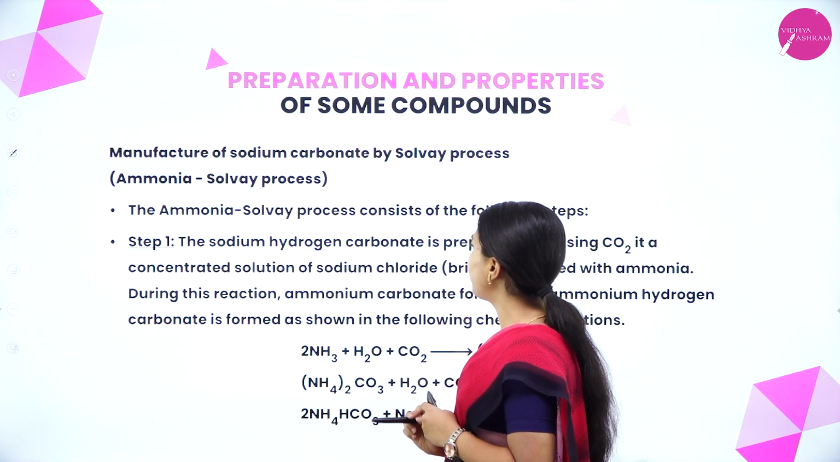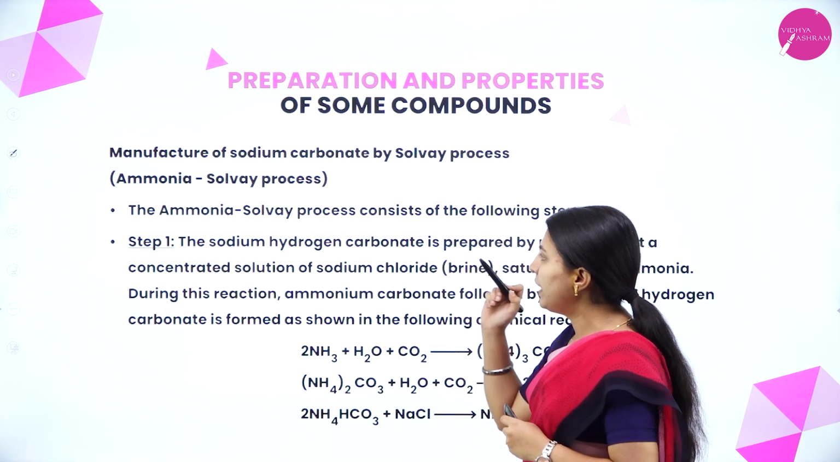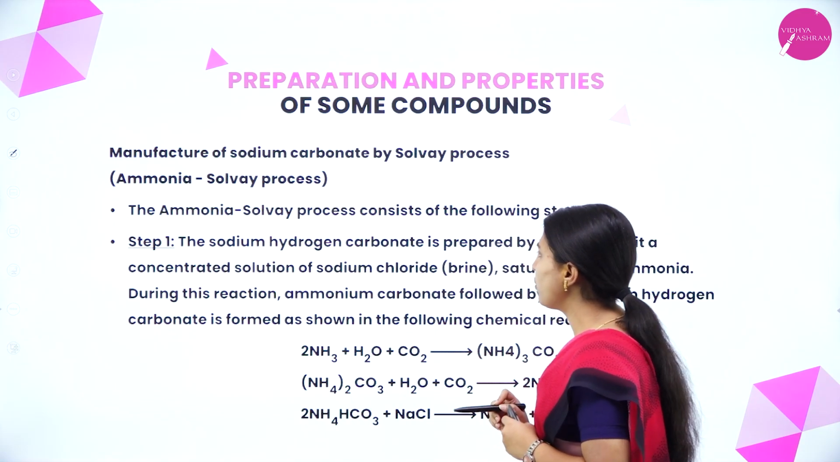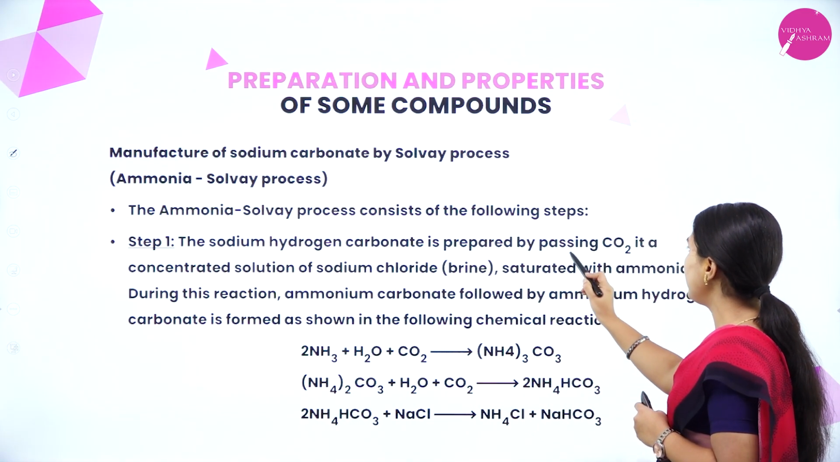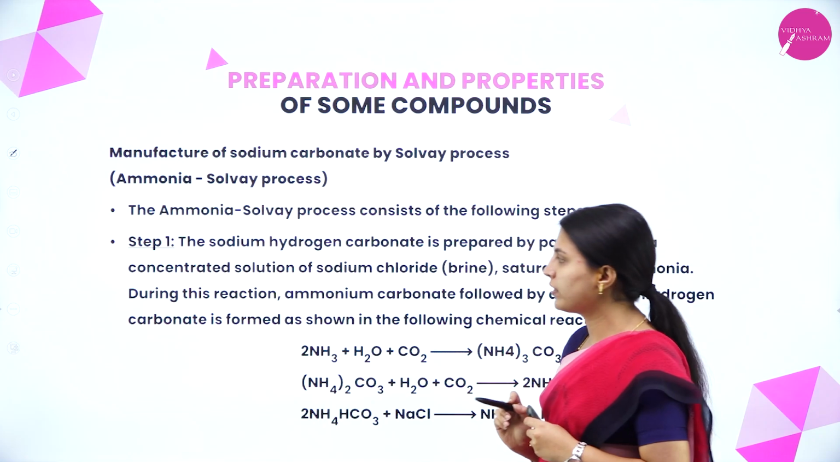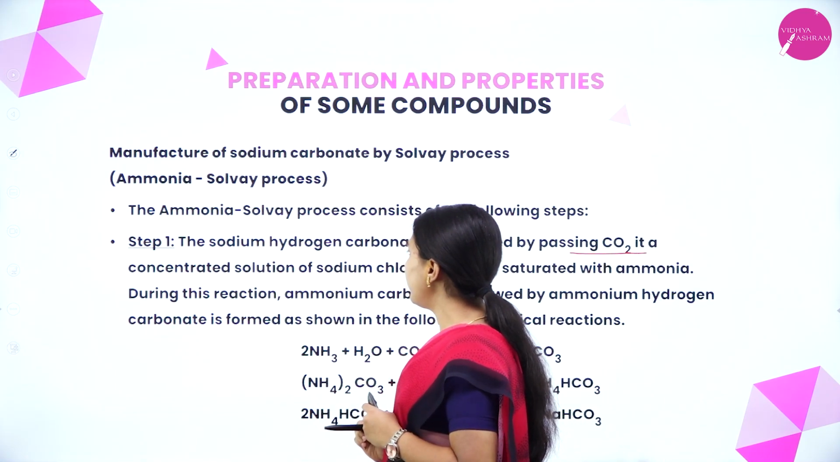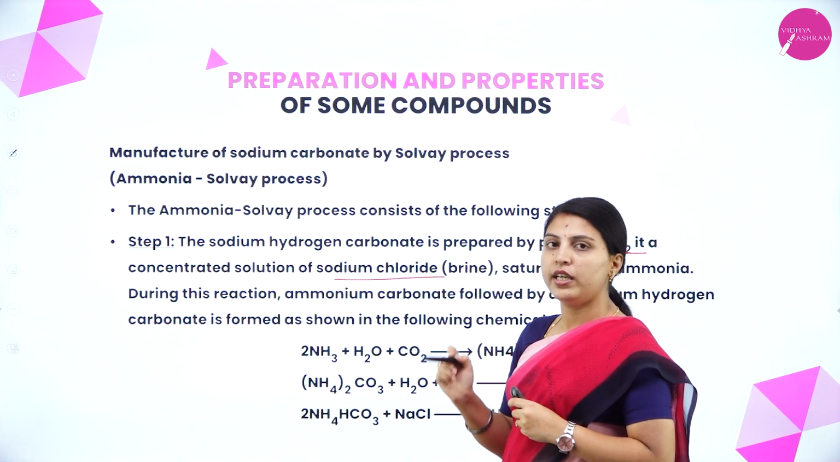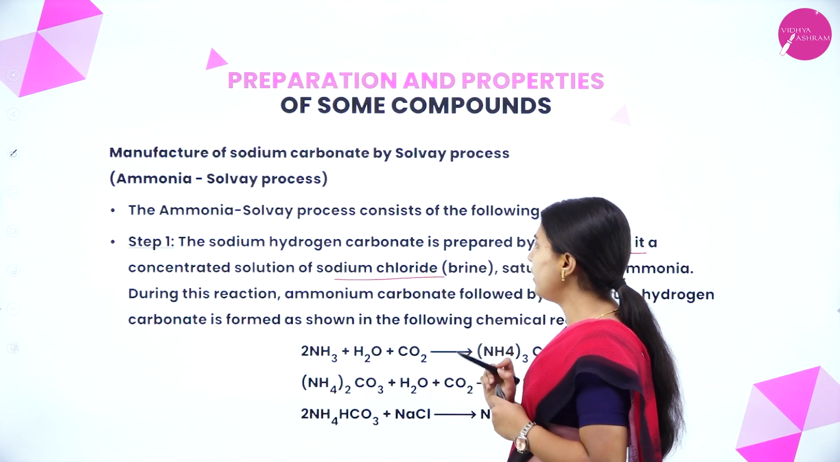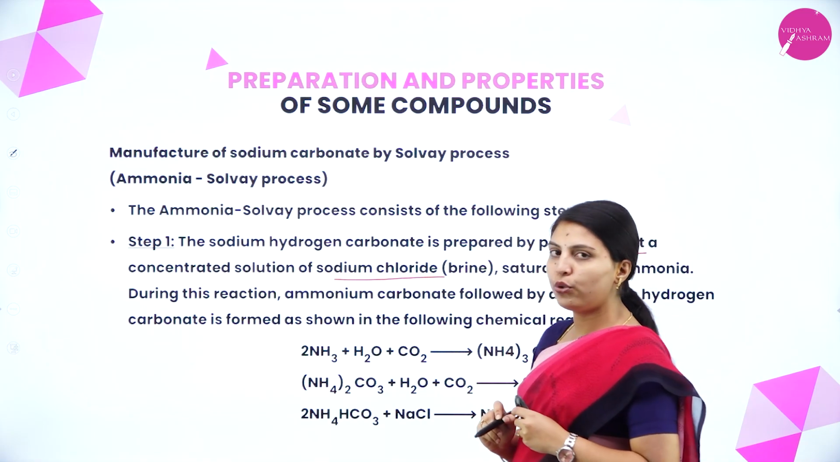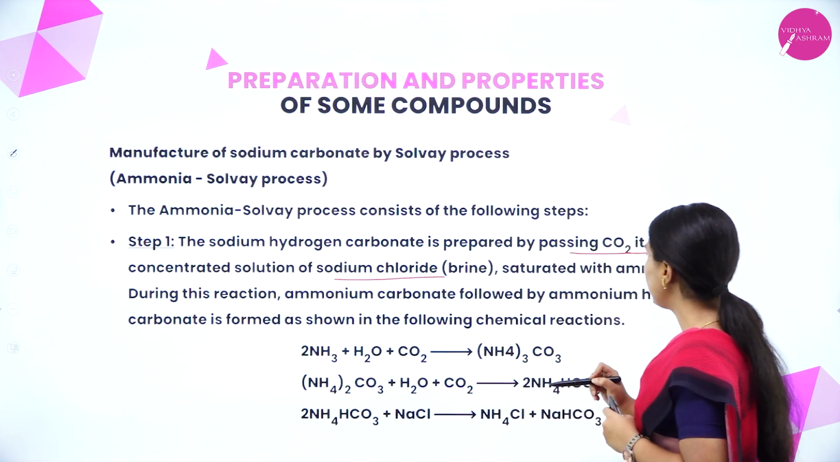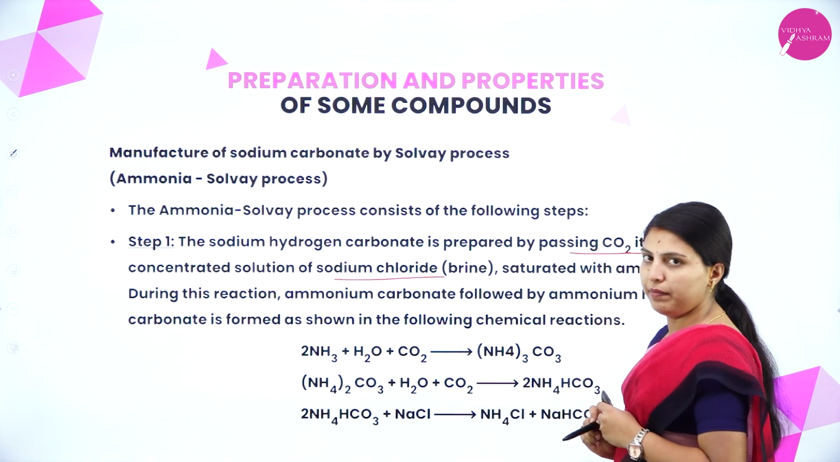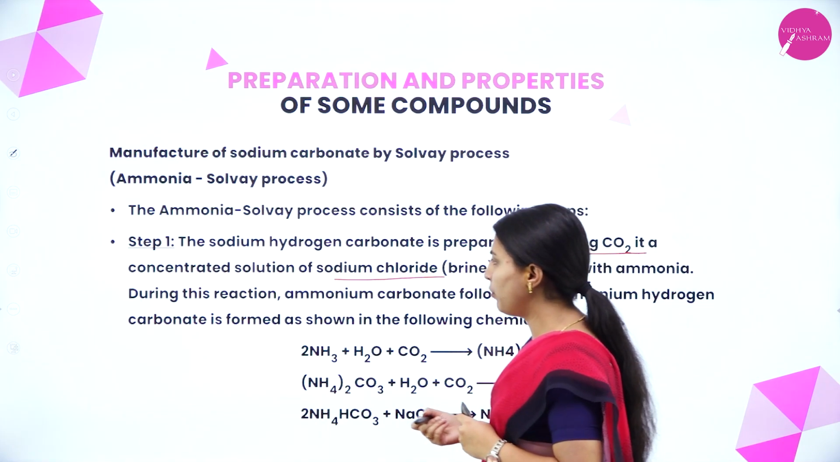The ammonia Solvay process consists of the following steps. In the first step, sodium hydrogen carbonate is prepared by passing CO2, that is carbon dioxide, into a concentrated solution of sodium chloride, that is brine solution. This CO2 will be passed saturated with ammonia. That should be saturated with ammonia.